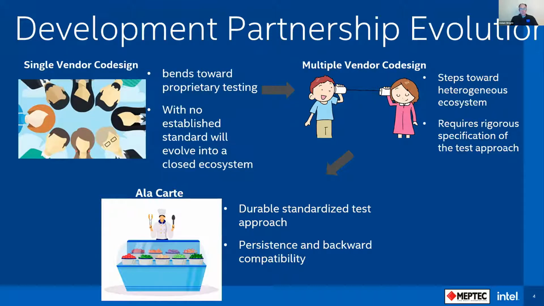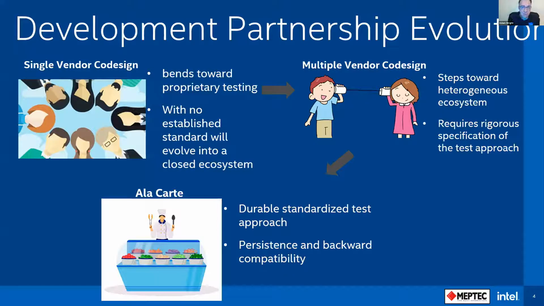So the third area, and again, we're just taking baby steps into this area with the CHIPS Alliance, is a la carte. To do this, we need a durable, standardized test approach. So again, like I said, with our single vendor co-design, we have these proprietary approaches. And to be honest, they're clever, but nobody in the test arena is going to look at that and go, "Wow, that's a trade secret," right?